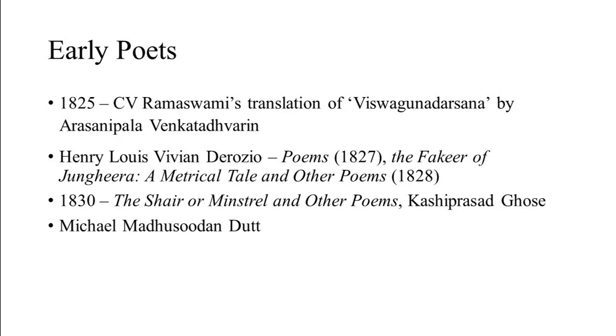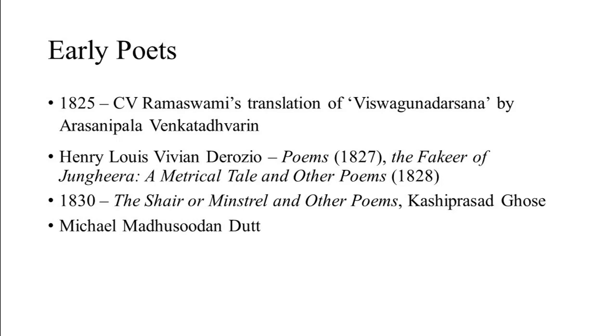He is considered a writer of unfulfilled promise, and since he passed away at 22, his productions could have been much more original if he had lived longer and had a longer career in writing. In 1830, The Shair or Minstrel and Other Poems by Kashiprasad Ghosh was published. It is not a wildly original work. It lacks originality, and Kashiprasad Ghosh is also, unfortunately, not a very talented poet, so to speak.